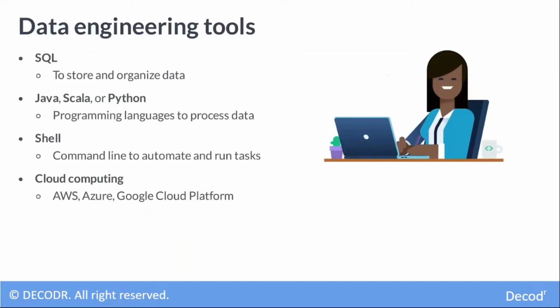The data engineers are proficient in SQL, which they use to store and organize the data. So they also use one of the following programming languages like Java, Scala, or Python to process data. They use Shell on the command line to automate and run tasks. Finally, data engineers now more than ever need to be comfortable with cloud computing to ingest and store large amounts of data.